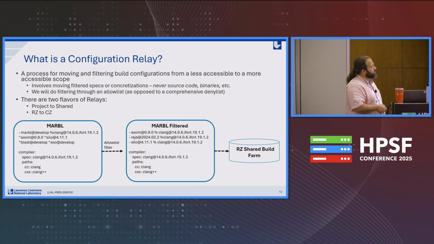So like Blast is a project-specific package. So is EXO, Silo, and all that stuff. And it's allow list filtered, and it's kind of flattened and expanded. So then we have this filtered version with all the information that we need as well, and it goes into the RZ.